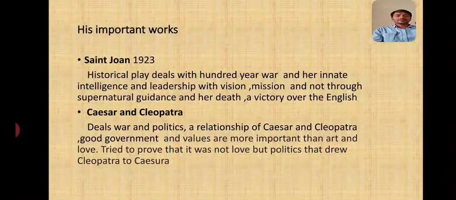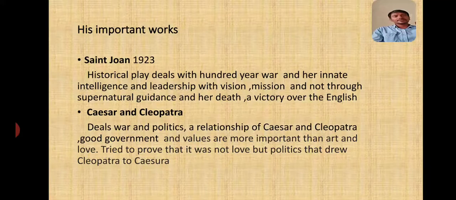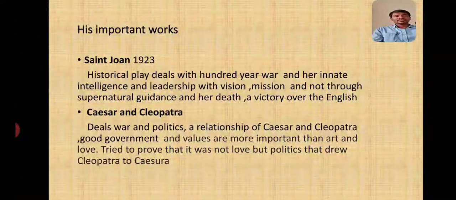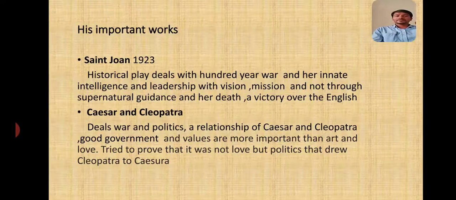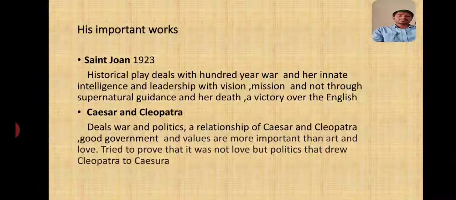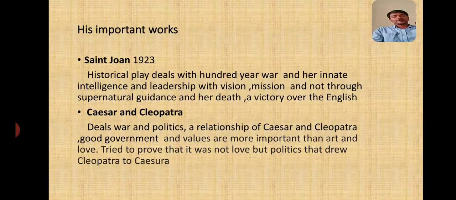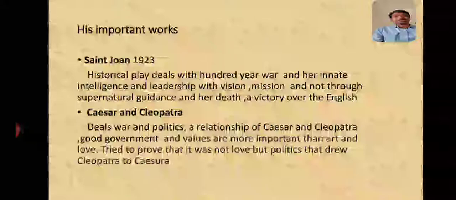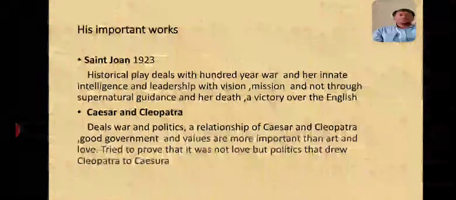Next, the work is Caesar and Cleopatra. It deals with war and politics, the relationship of Caesar and Cleopatra, and shows that good government and values are more important than art and love. It also proves that it was not love but politics that drew Cleopatra to Caesar.